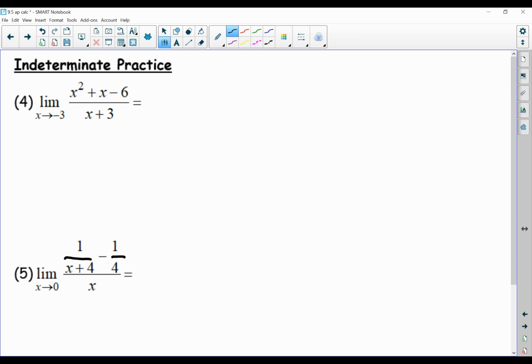Okay, so in this first one, the limit as x approaches -3 of this expression, the first thing I'm going to do is plug in -3. So if I plug in -3, I end up with 9 minus 3 minus 6 over -3 plus 3. Now I have to show that that limit is 0 over 0. Does that mean it does not exist? No, it means I need to do work. So what I'm going to do is, again, try to factor this.